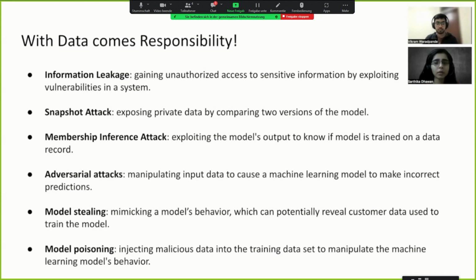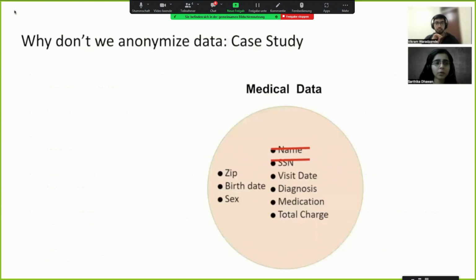So in this, attackers inject malicious data into the training data set to manipulate the model's behavior or to compromise its accuracy. So yeah. Now you might be thinking, why don't we simply anonymize the attributes that we don't want to expose, like the private attributes of a user or a customer? So we will see with the help of a case study why it won't work.